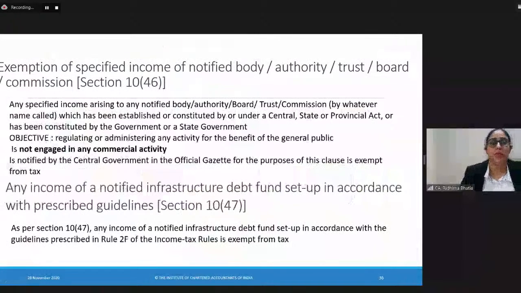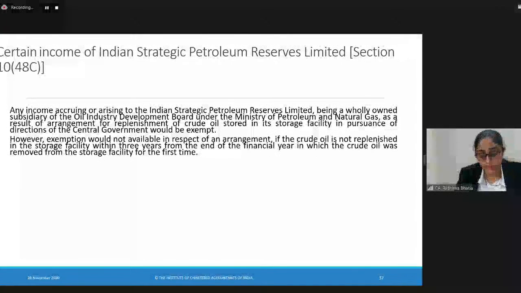Then exemption of specified income of notified entity, because this is an amendment, a new clause which has been introduced, section 10 clause 48C. Certain incomes of Indian Strategic Petroleum Reserves Limited, section 10 clause 48C. I'll read it and I'll discuss it then. Any income accruing or arising to Indian Strategic Petroleum Reserves Limited.